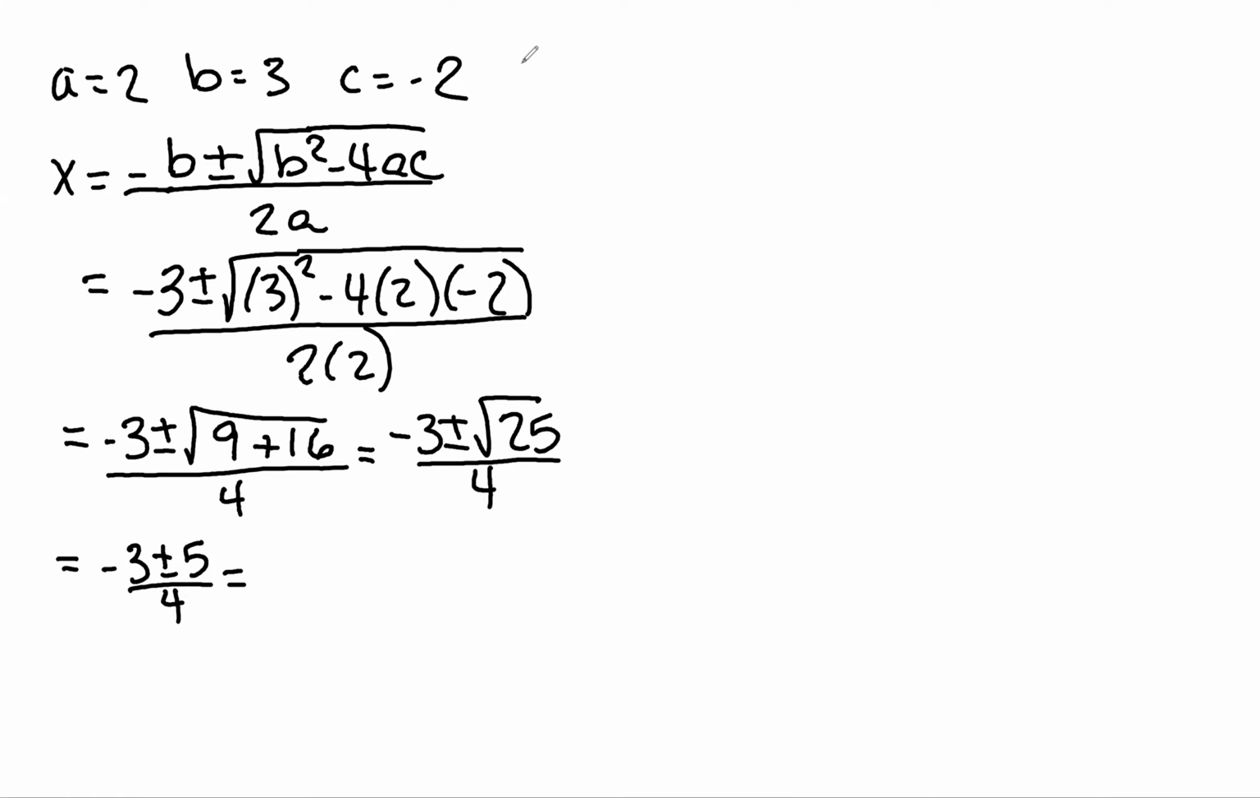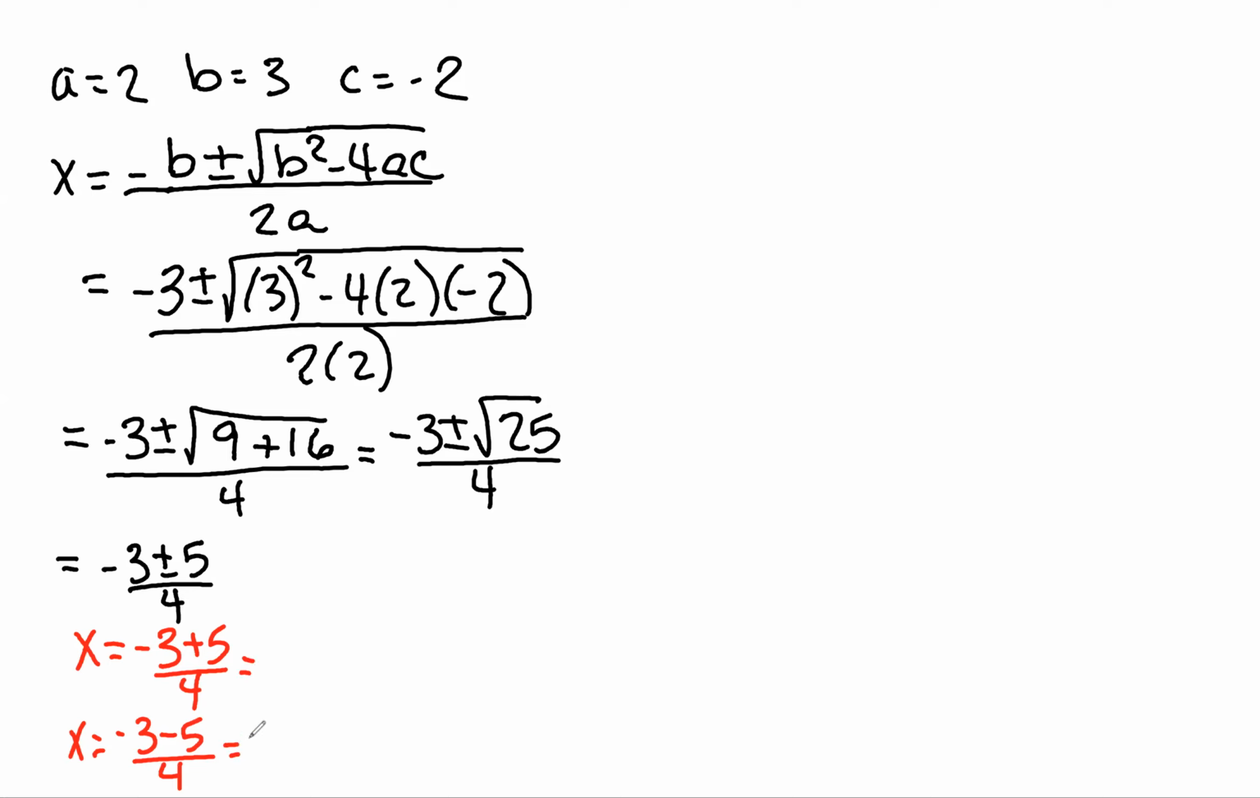Okay, so now we've got two answers. When you get to this point, now we write two answers. So I'll do this in a different color. Okay, so our answers are x equals -3 plus 5 over 4 and x equals -3 minus 5 over 4.